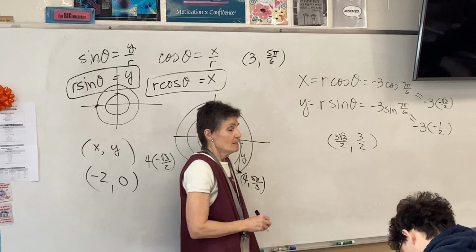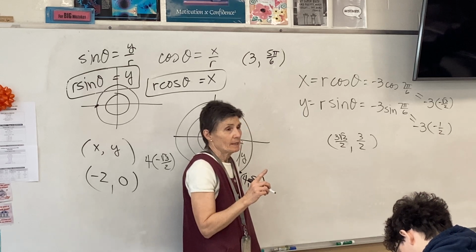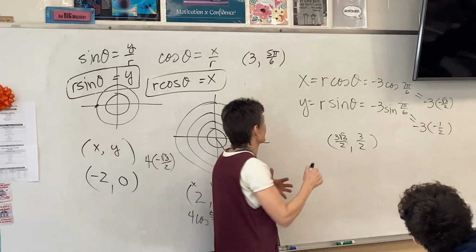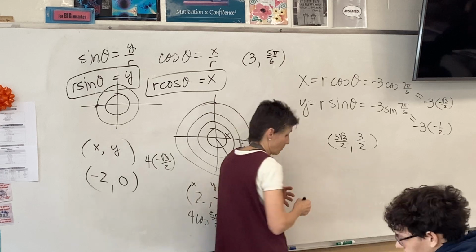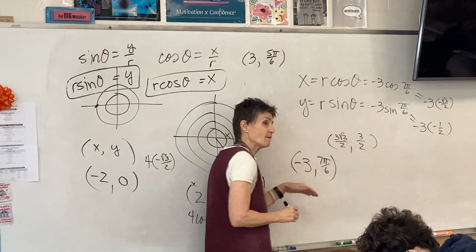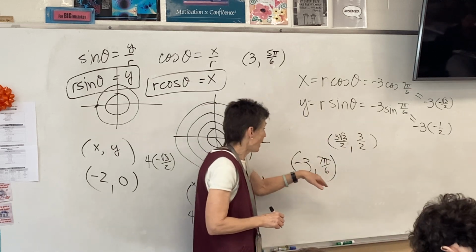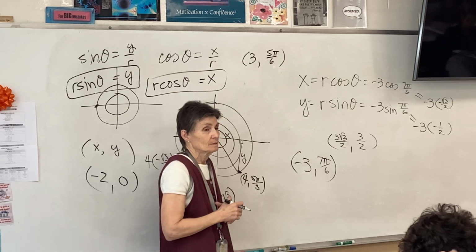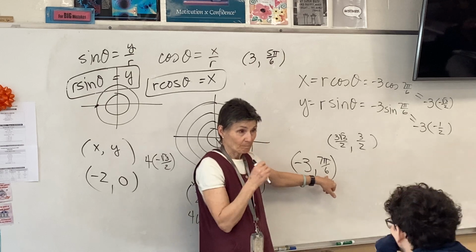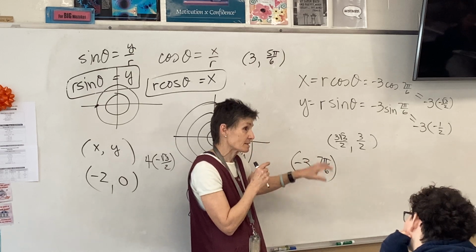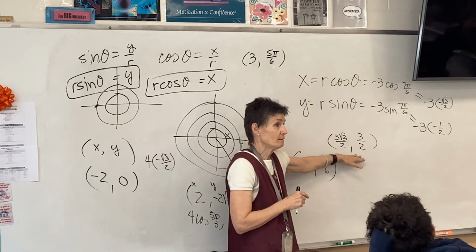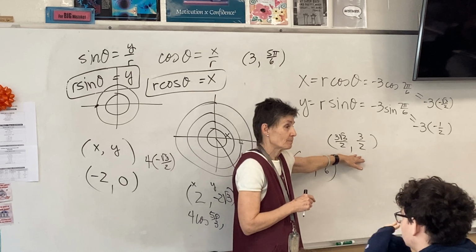Now, he cautions you, and I will caution you also, make sure when you write your answer, it makes sense. Look at our original point. Our original point was -3, 7 pi over 6. If I told you to plot that, which quadrant would that go in? Quadrant 1. This angle is in 3. But what does that negative radius do? Flips you to quadrant 1. Did your answer come out in quadrant 1? It surely did.